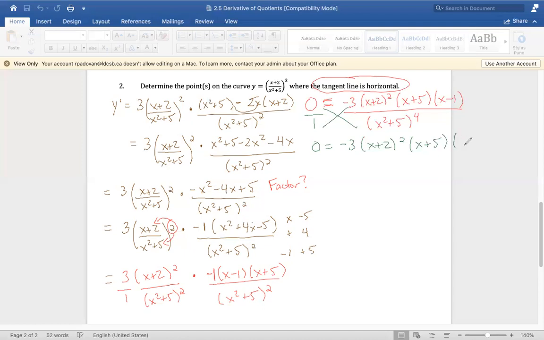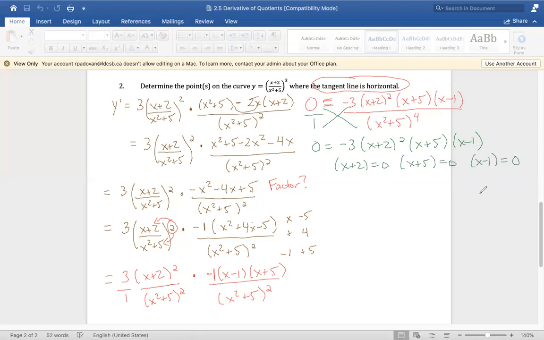So this would be my next line. I've gotten rid of my denominator by multiplying it by 0, right? Now I can just set each of these brackets equaling to 0 to figure out what my x values are. So I have x plus 2, set that equal to 0. I have x plus 5, setting that equal to 0. And I have x minus 1, setting that equal to 0.